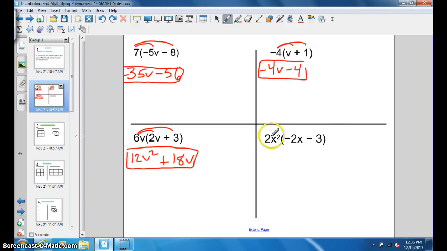For this one here, once again, we just distribute this through, and we get 4x cubed, negative 4x cubed, sorry, and negative 6x squared. So we're just simply multiplying this term to everything inside the parenthesis.